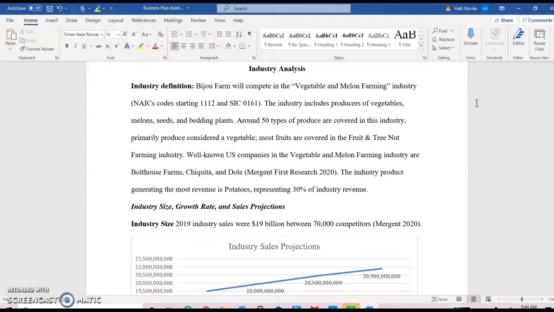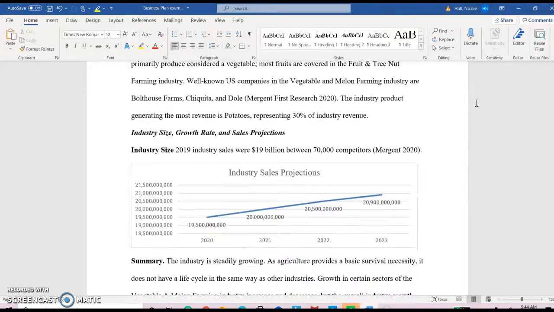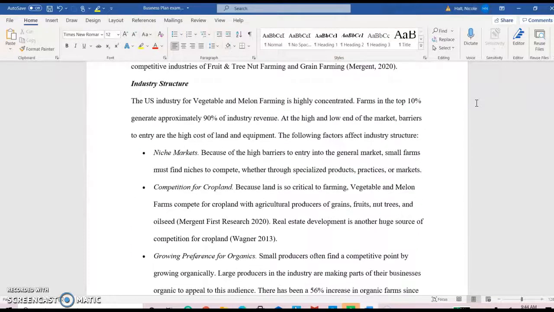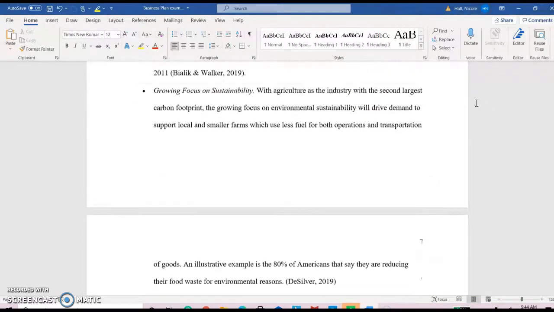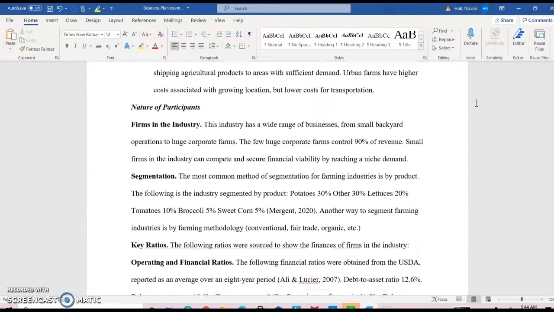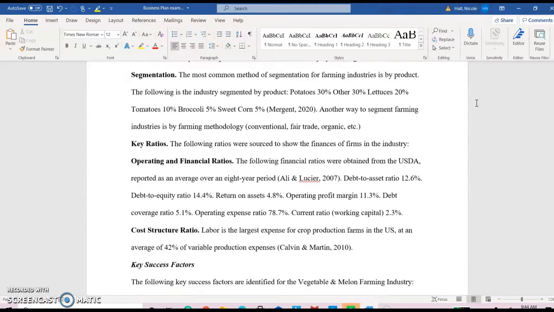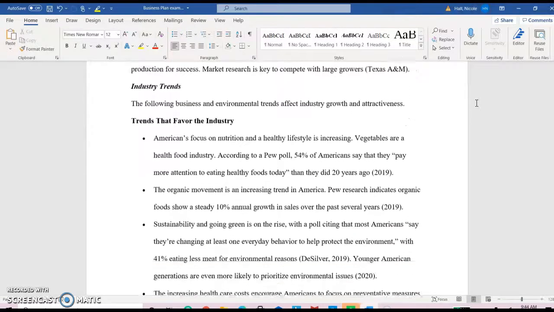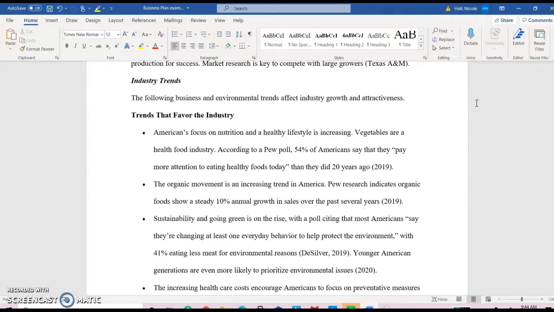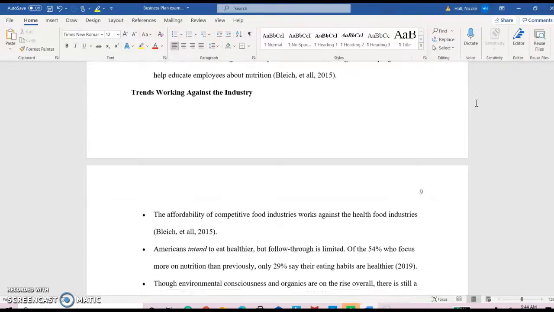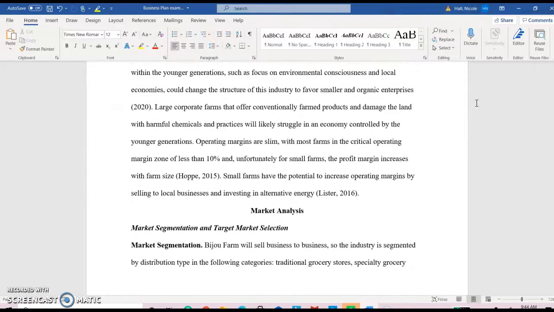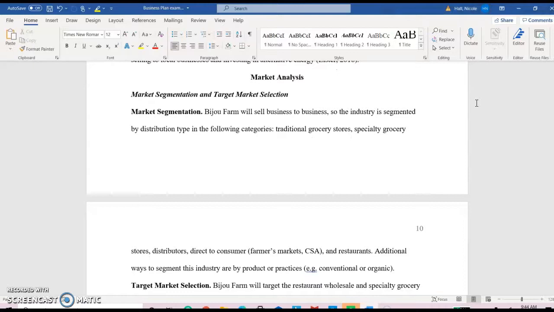So I'm not going to talk too much about the industry analysis because Emily Brown, the embedded librarian, really goes over this in depth, but just make sure you have your industry structure, all right, the firms in the industry, the segmentation, your ratios, and the industry trends. That's really important. And then, make sure you're including your long-term prospects. So next, we're going to move on to market analysis.